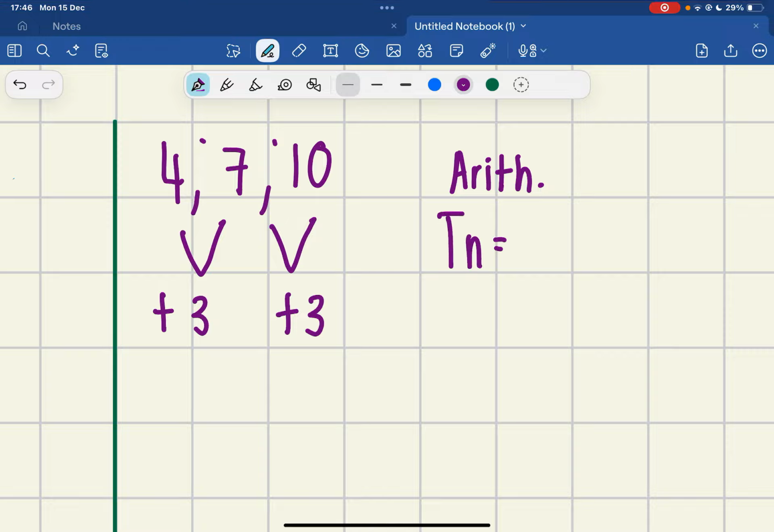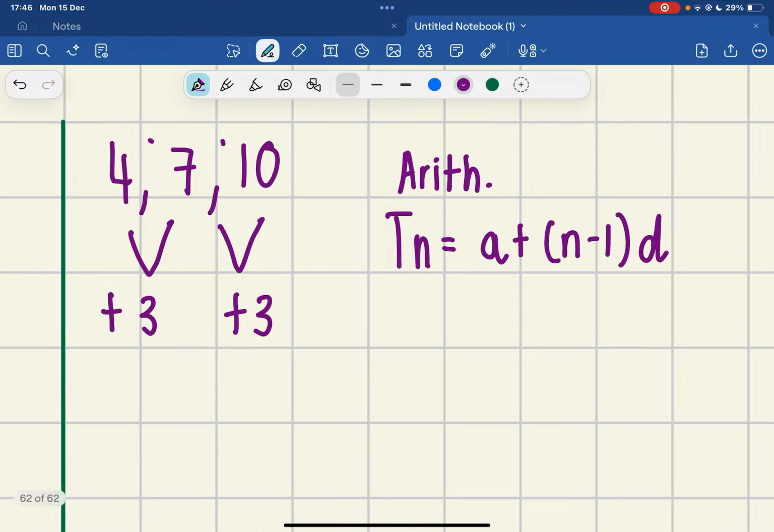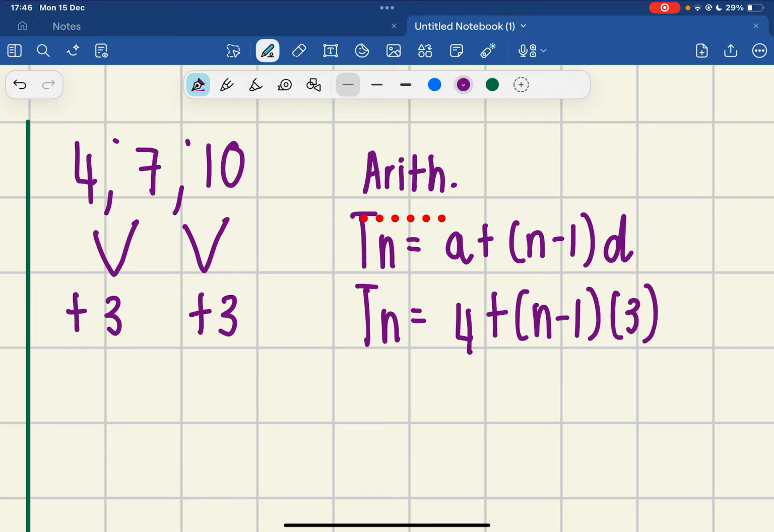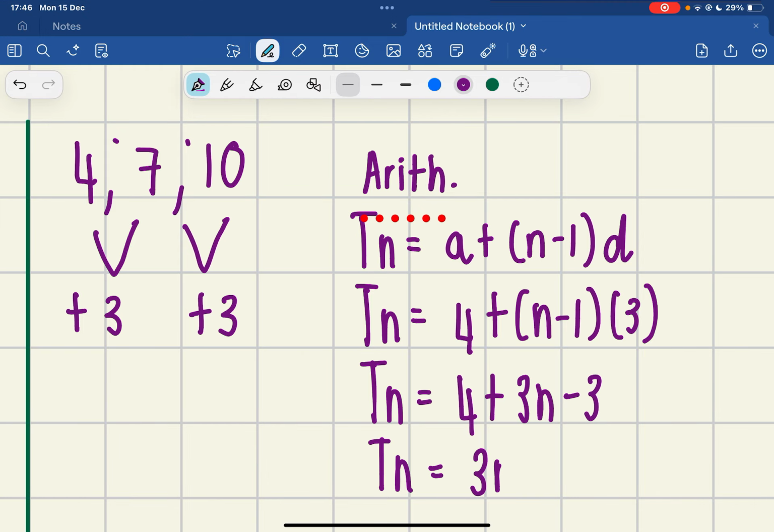And we follow the formula T of n is equal to a plus n minus 1 d to get the general form. Now, T of n is equal to a, where a is the first term, which is 4, plus n minus 1 multiplied by 3. We can simplify it further: 4 plus 3n minus 3. Therefore, T of n is equal to 3n plus 1.